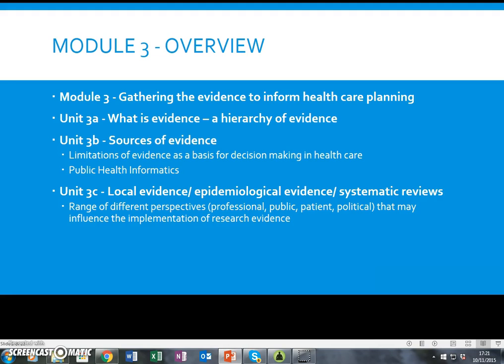And then Unit 3C is where we bring all the elements together, the local evidence, the epidemiological evidence, the systematic review evidence, and we consider a range of different perspectives, whether they be the professional, the public, the patient, the political system, that may influence the implementation of research evidence locally.